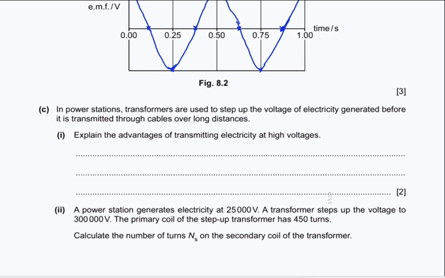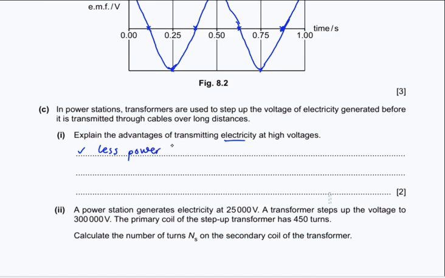Explain the advantages of transmitting electricity at high voltage. I've seen this question several times. So the reason why electricity is transmitted at high voltage, this is to reduce power loss. So there is less power loss for the same power transmitted. So that's the first point that you have to highlight.